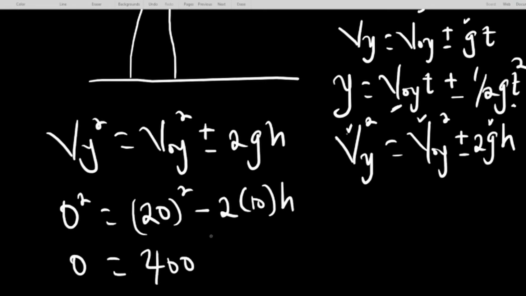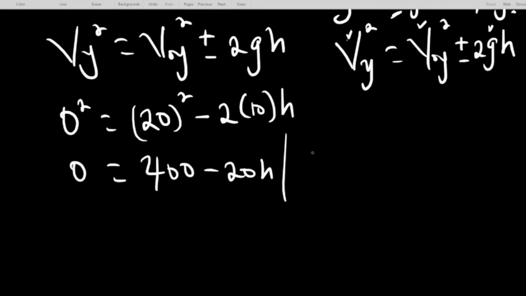And again, we can move the negative 20h to the other side. So we now have 20h. When it crosses over, the negative sign changes to positive. This is equal to 400. Okay, so we simply divide both sides by 20.